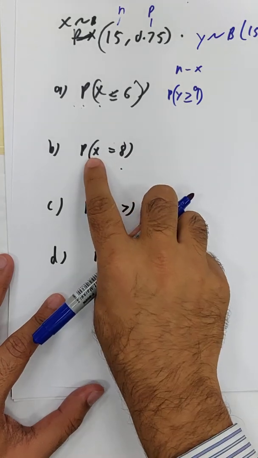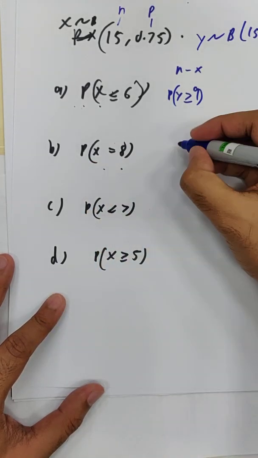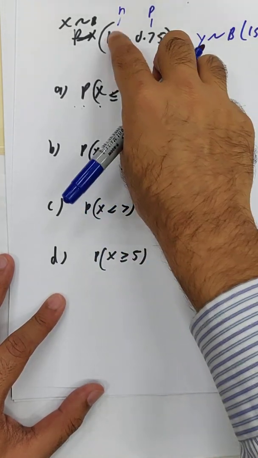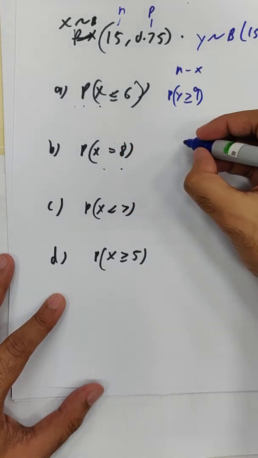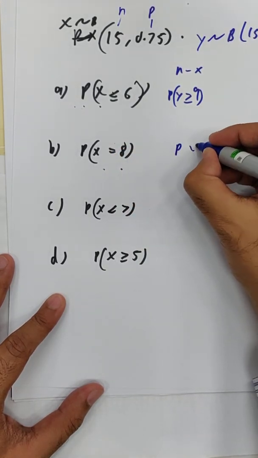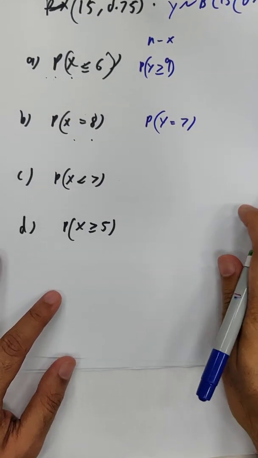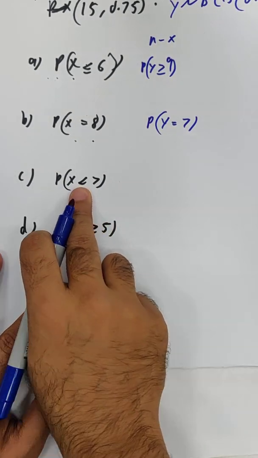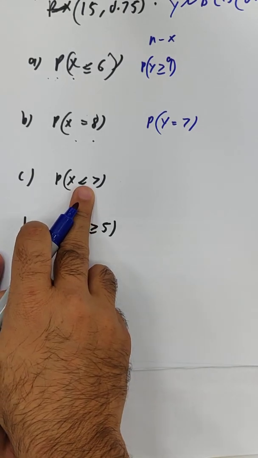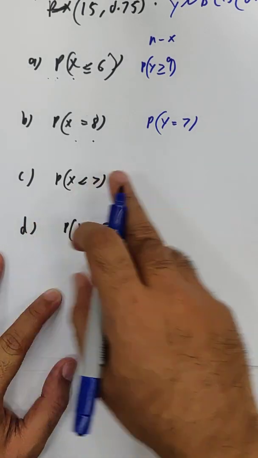What about this one? Well, 15 minus 8 is 7, and equal remains as equal. What about this one here? This one is less than 7. Does it mean equal to 7? No.